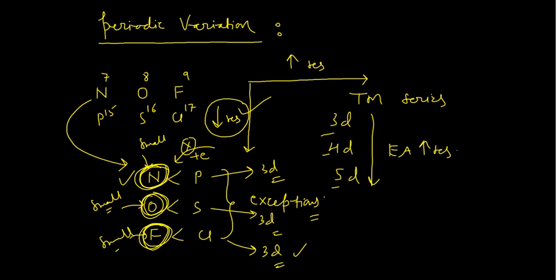So you see, when you go for the 3d, 4d and 5d series, they are more diffused, and these d orbitals give poor shielding. When they give poor shielding, effective nuclear charge is quite high, and they can accept the electrons more readily. That simply means the electron affinity is quite high in that case. If you compare all of them, 3d is less diffused, and 5d is highly diffused.